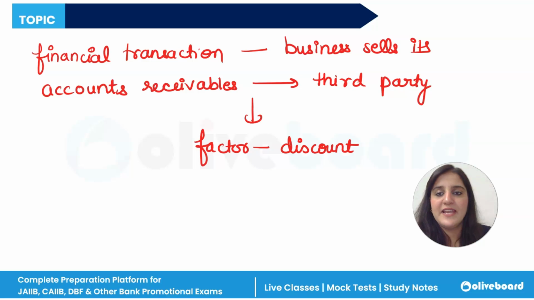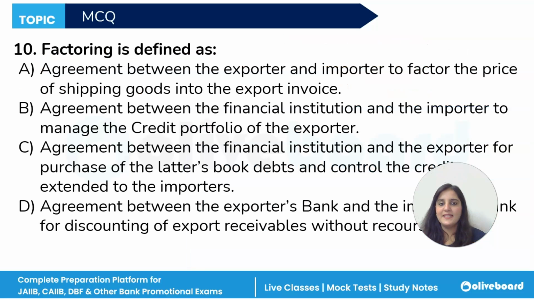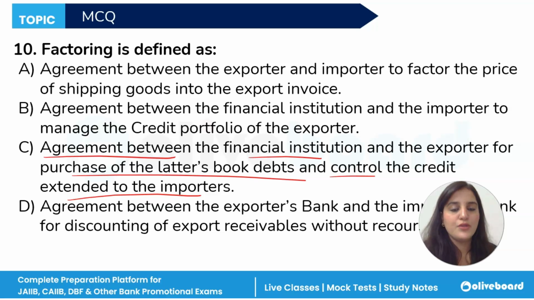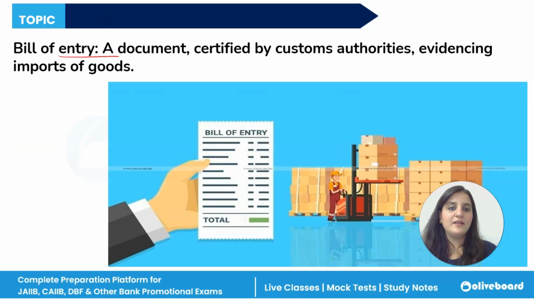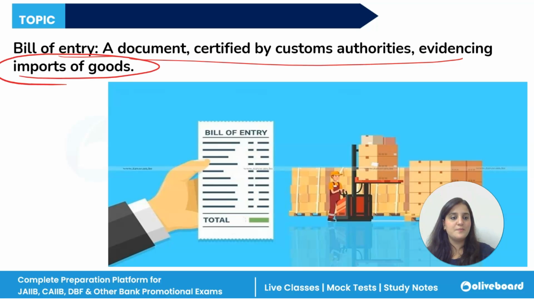And factoring we can define here as the agreement between the financial institution and the exporter for purchase of latest book debts and control of the credit extended to the importers. So this is the correct option for factoring is defined as. Option C is correct here. And here, bill of entry: a document certified by customs authorities evidencing import of goods. That is bill of entry.